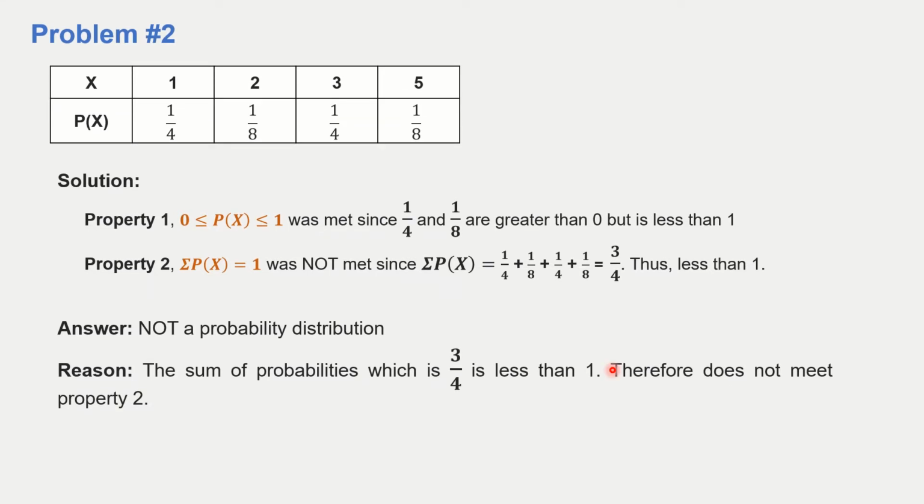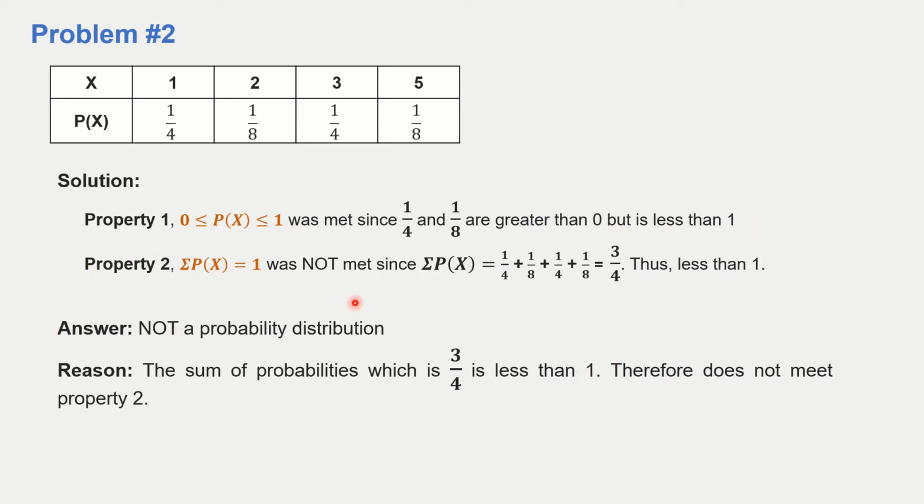For problem number 2, these are our random variables: 1, 2, 3, and 5. And the corresponding probabilities are 1/4, 1/8, 1/4, and 1/8. So, for property number 1, we can see that 1/8 is greater than 0 but less than 1, and the same goes for 1/4, greater than 0 and less than 1. Therefore, property number 1 was met.